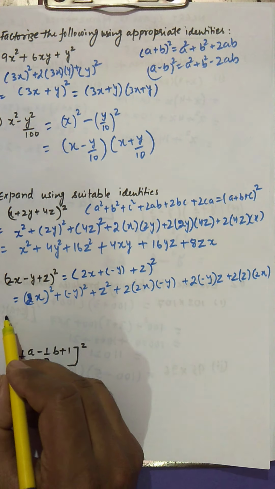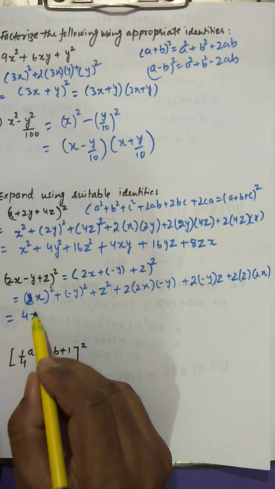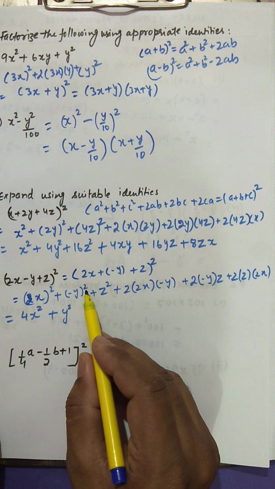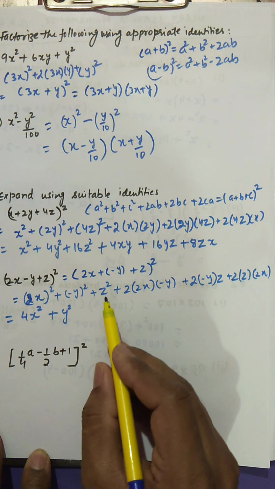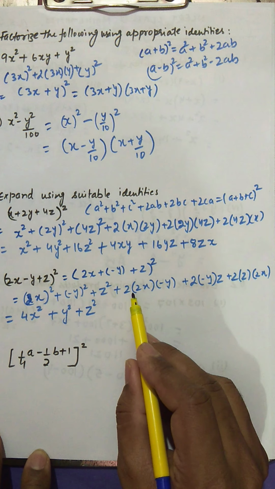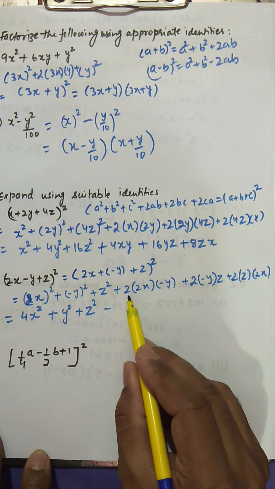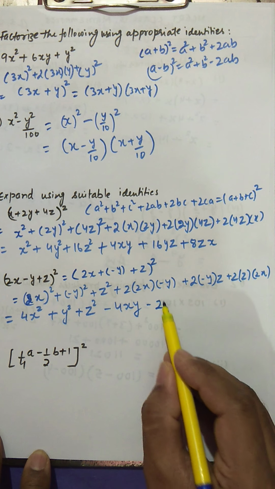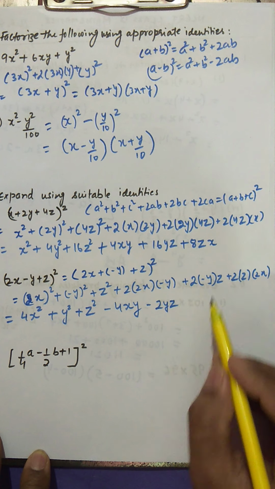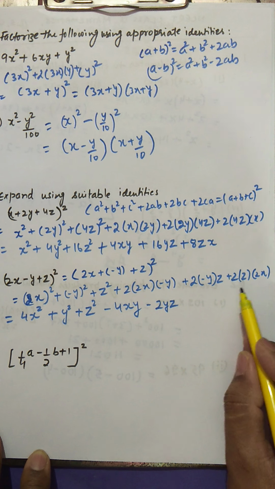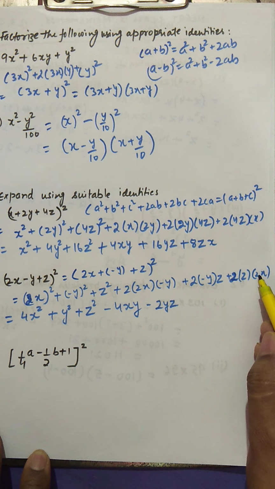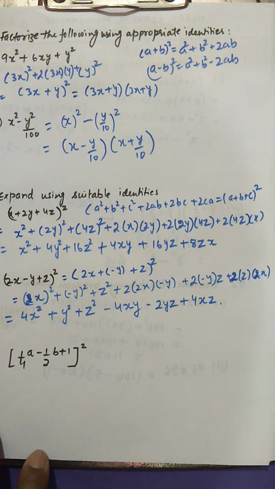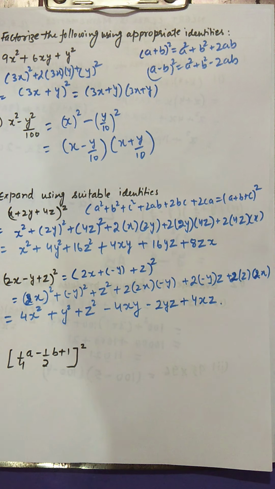Now last step is left. So (2x) whole square will become 4x square, and this will become y square, because this negative has power even, so it becomes positive, and z square will be z square. This is plus, minus, minus, and 2 2s are 4, this is minus 4xy, this is minus 2yz, because minus y is there, and this will become 2z, this is 2, and this is twice of x. So 2 2s are 4xz. So this is the answer of this question.